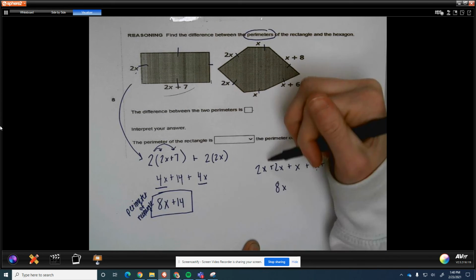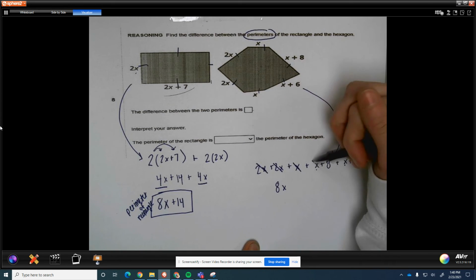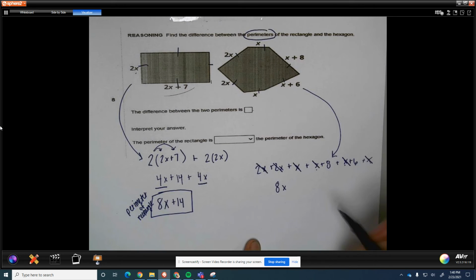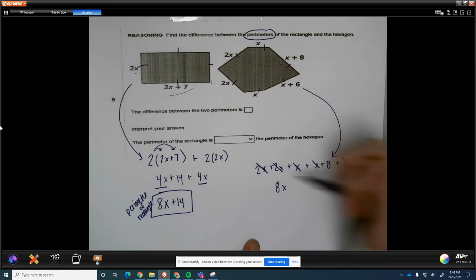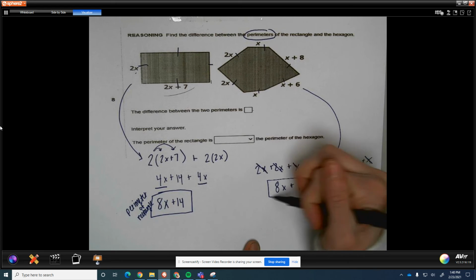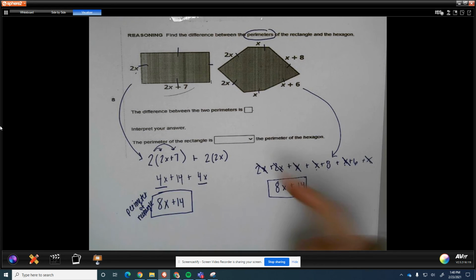I'm going to double check. So I have 2, 4, 5, 6, 7, 8. And then I can also combine the 8 and the 6. And all of these are positive. You can see there's only addition. So I'm going to add, and then 8 plus 6 is 14. Okay, so the perimeter of my rectangle is 8x plus 14.